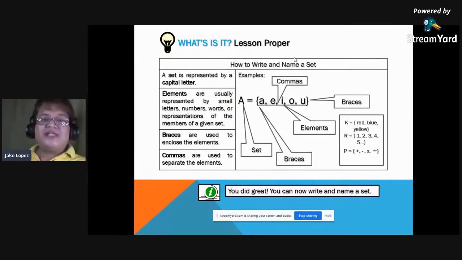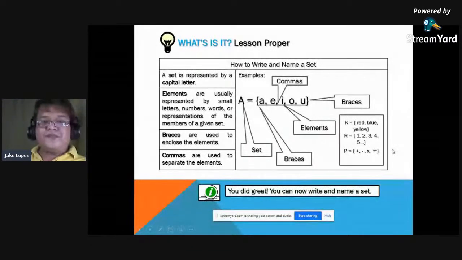Braces. So ang braces makikita natin dito. A equals, tapos may brace. Yan. Braces are used to enclose the elements. So ito yung lalagyan natin ng ating mga elements ng set. Commas are used to separate the elements. So, for example, small letter a, comma, and then small letter e, comma, and so on and so forth. So ito yung mukha or ito yung forma ng isang set.